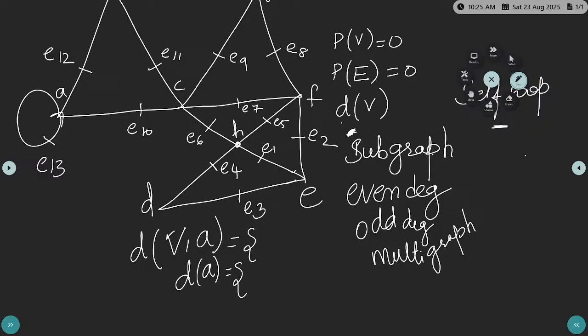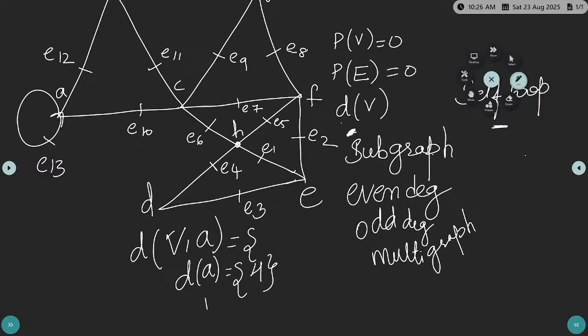Please listen. Degree of A, here one has gone this side, right? One has gone this side. If it is a self loop, it is counted twice. Why is a self loop counted twice? Because one goes inside and one goes outside. Is that clear? So degree of A is 4.